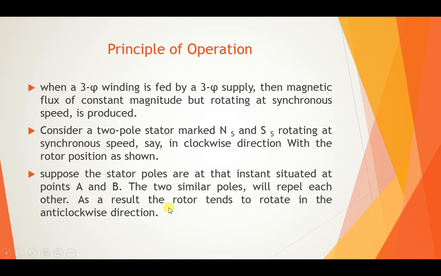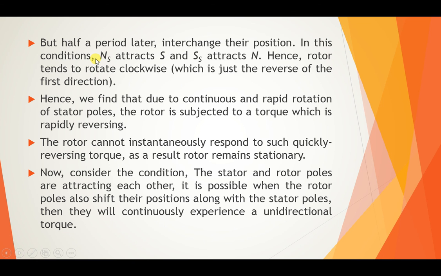So in this way, the rotor tends to rotate in the anti-clockwise direction. But after a half period, as we know, we are providing alternating voltage, an alternating supply, to the stator. So after a half period, the stator poles change their position and interchange. In this condition, N attracts S and S attracts N, hence the rotor tends to rotate clockwise, which is just the reverse of the first direction.